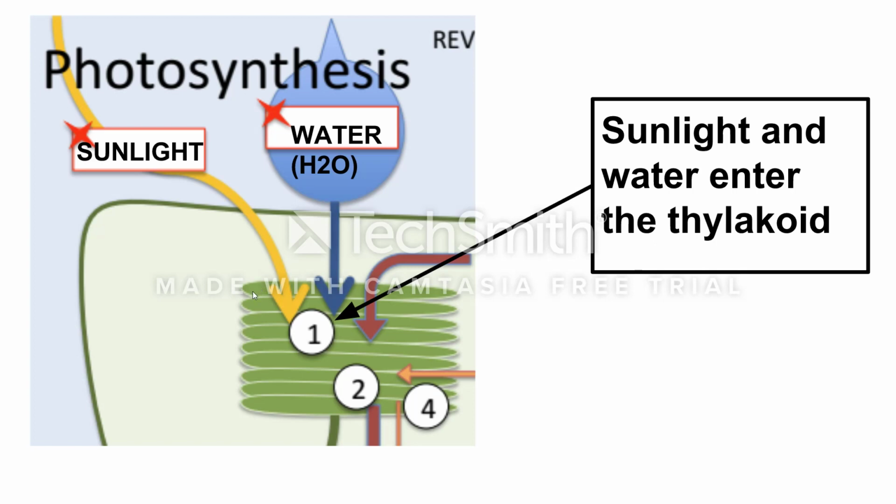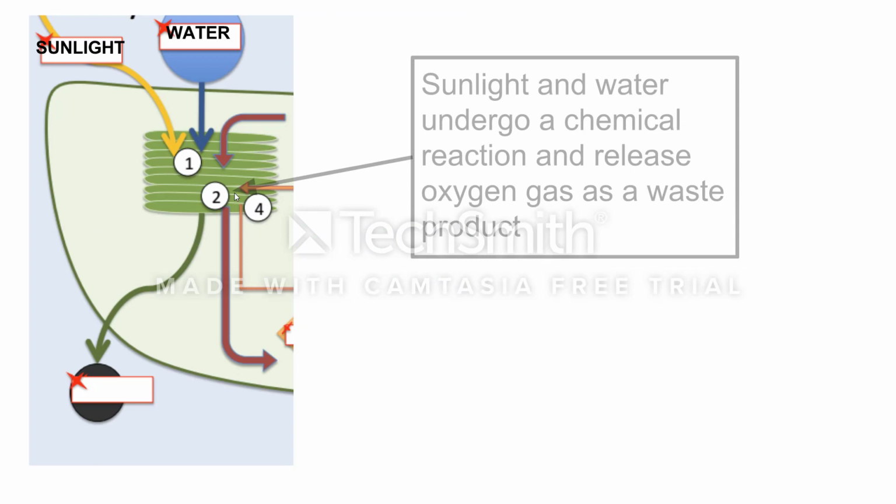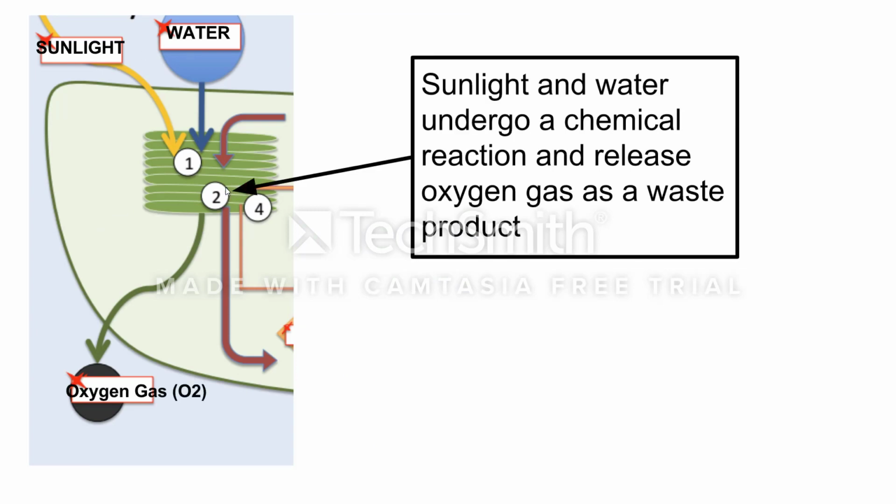So we're just looking at one stack of thylakoids, and this is where sunlight and water are entering, and they will undergo a series of chemical reactions. So sunlight, water come in. The water we know is coming into the plant through the roots, and then it's also going to react with the sunlight, and as a waste product, oxygen gas is being given off. The plant, lucky for us, actually doesn't use the oxygen gas. It's just released as waste, and it's released pretty early on in the process of photosynthesis.